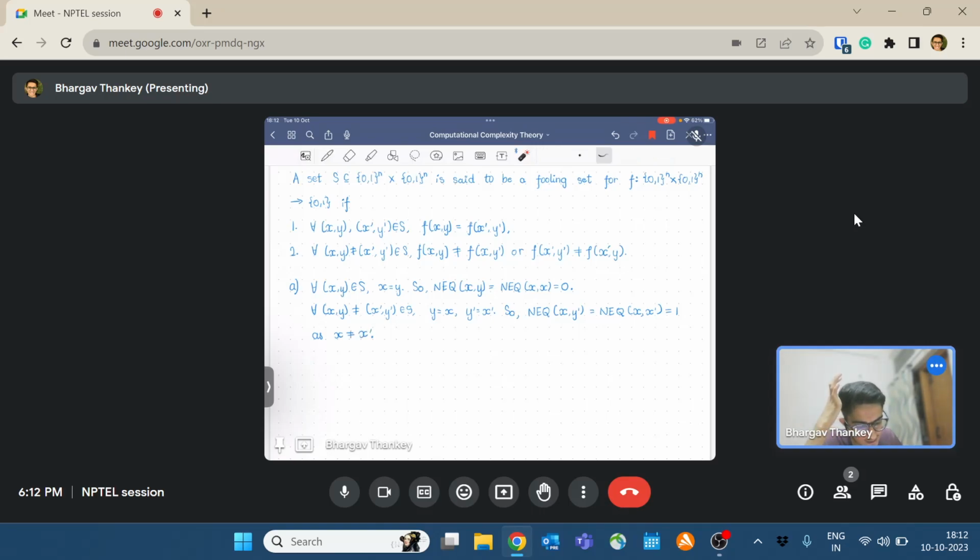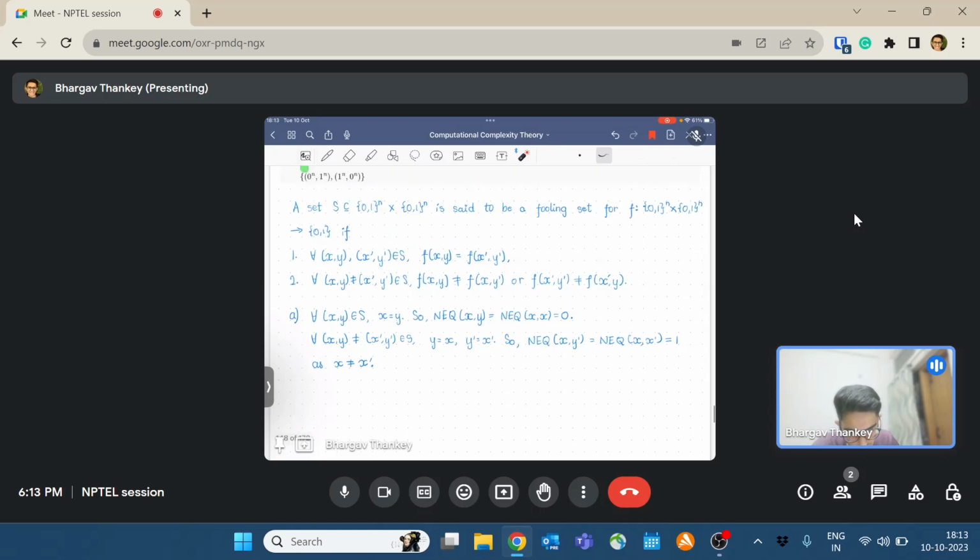So the second condition says that either NEQ(x,y') must be different from NEQ(x,y), or NEQ(x',y) should be different from NEQ(x',y'). So at least one of these conditions, in particular this one, is satisfied. Actually, this would also be satisfied, but there is an or over here. So we can conclude that the second condition is also satisfied. So A is a Fooling set.